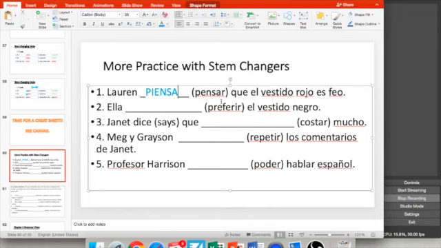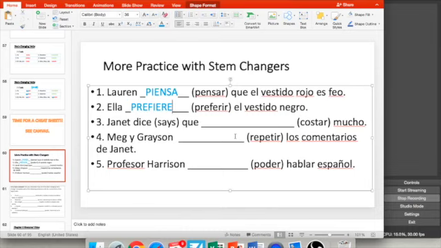In this case, preferir, if you consult your sheet, preferir is an E to IE stem changing verb. And if you consult your sheet, you'll see that I've underlined the second E that changes. So my second E in preferir is going to change to an IE. So I get prefer-, I need to chop off my IR. And I'm saying that Lauren, that she prefers. So again, my bottom left box for an IR verb, you know that your ending should be an E. So Lauren prefiere el vestido negro.